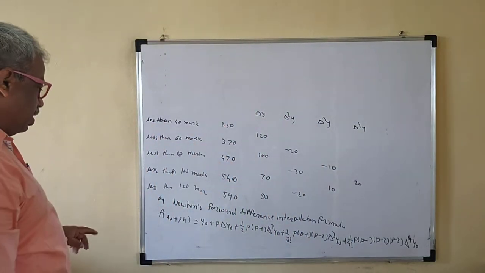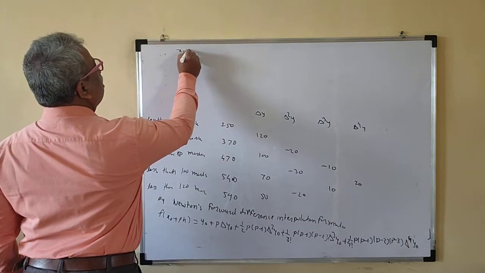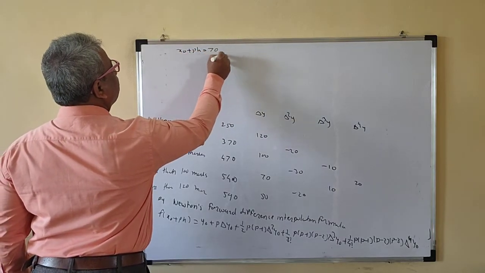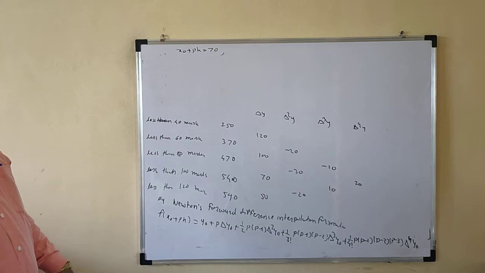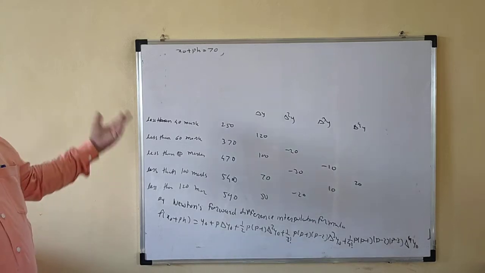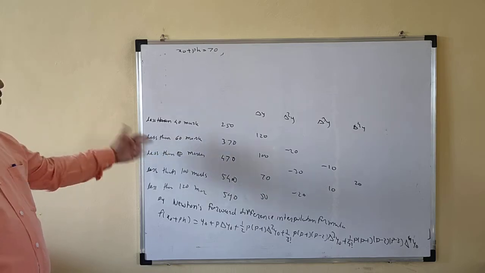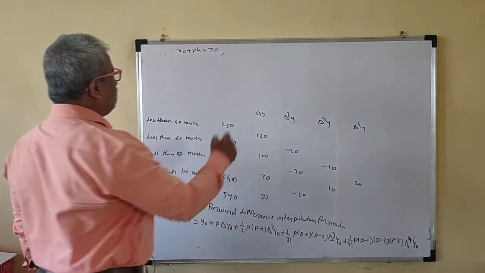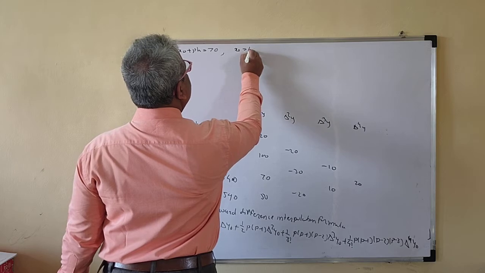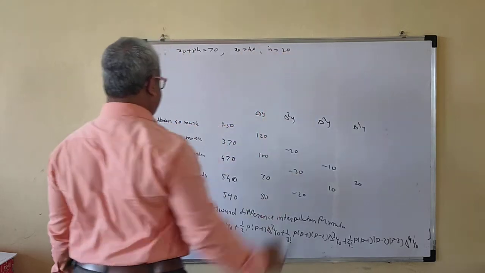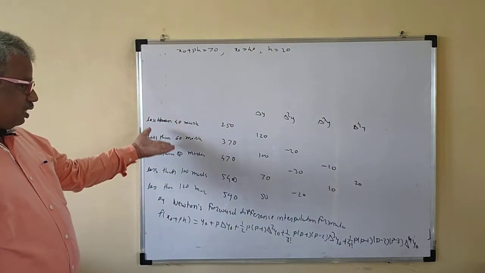Okay, so now here x naught plus ph is 70. You want to find the value of f of 70. Okay, less than 70 marks, and less than 60 marks. So we take the subtraction 70. Your x naught is the starting value. Your x naught is 40, and your h is 20 now. So this is 40, this is 20.